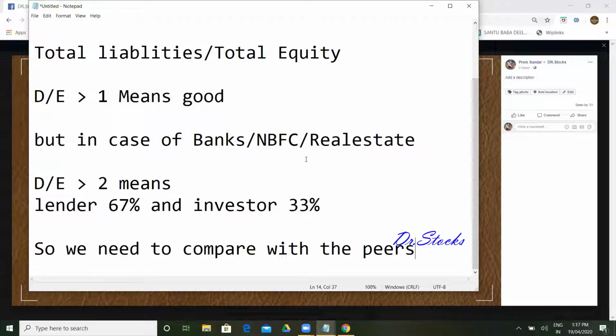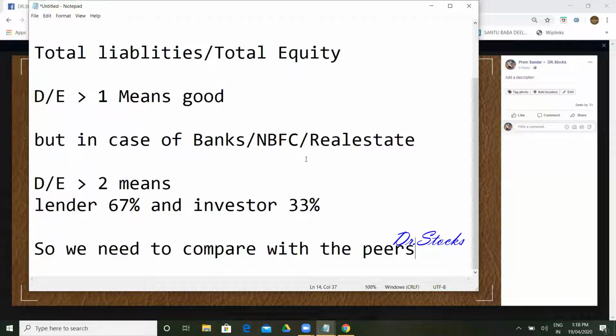The reason being, their complete coverage is happening only on a debt basis. So in this case, if the D/E is greater than 2, it means the lender is having 67% of rights on the company and the investor is having 33%. That is the reason for having D/E less than 1. If it's going higher, then the lender will have control of the particular company.